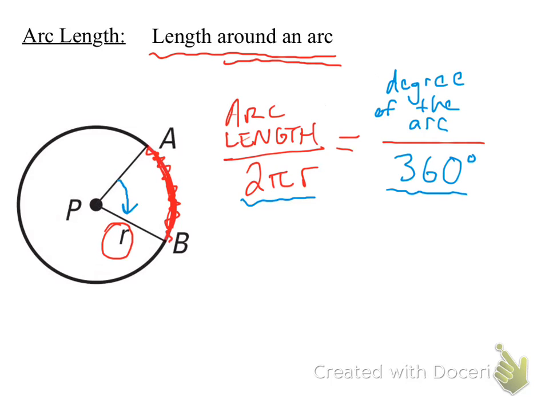Which, again, is why we have this sequencing in geometry. We talked about degree measure of arcs before we got to arc length, and after this we're going to talk about areas of circles and sectors. But the degree measure of an arc is still relevant, and we're going to use that to find arc length. So let's go ahead and jump into examples.